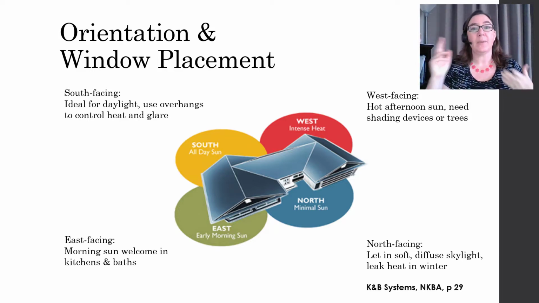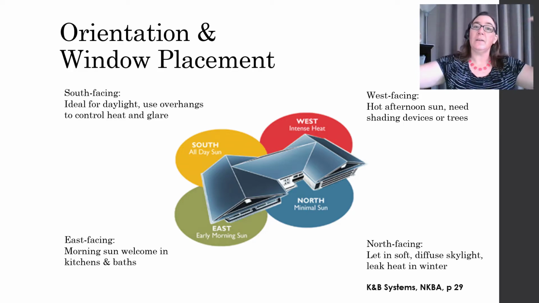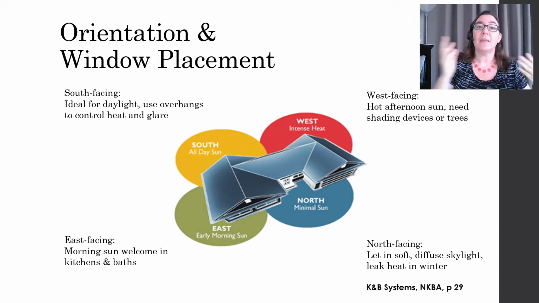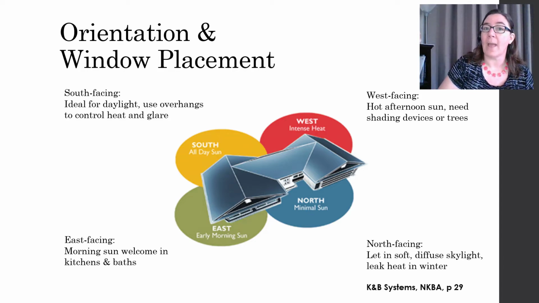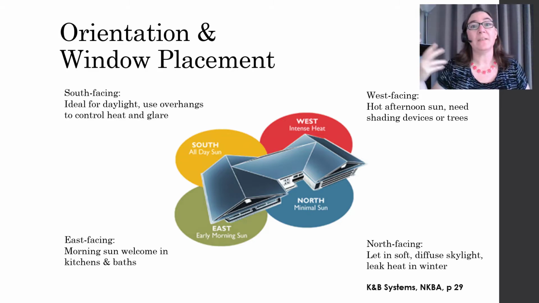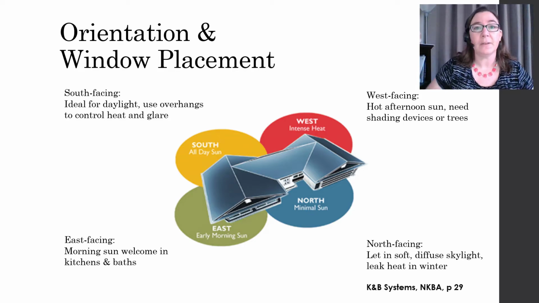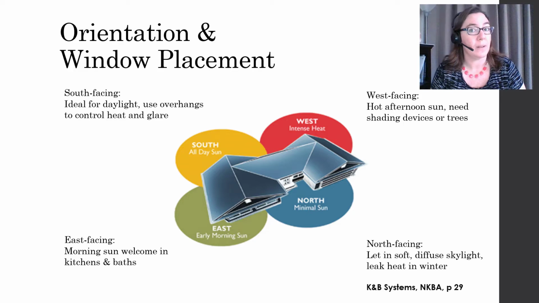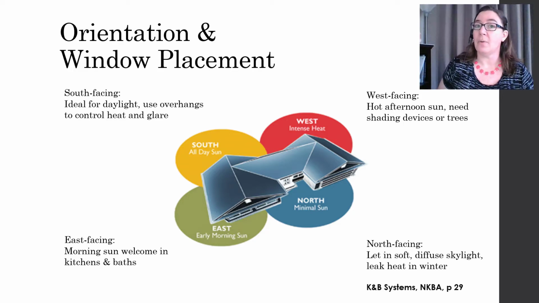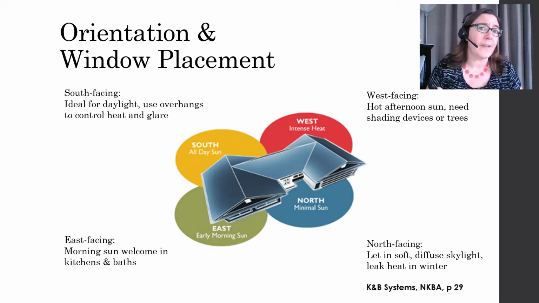Moving around to east and west facing, both of these sides get low angle sunlight. All right, the east facing gets low angle sunlight in the morning and the west in the afternoon. Why are these different? Well, a building is often cooler in the morning because it cooled off overnight. All right, so sometimes that morning sun is welcome. In the afternoon, however, that is the hottest part of the day, and those west-facing windows are the hardest to control the heat and the glare.